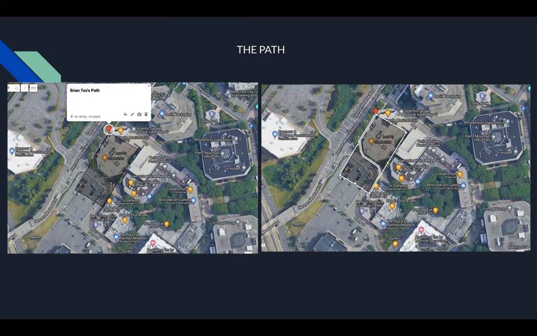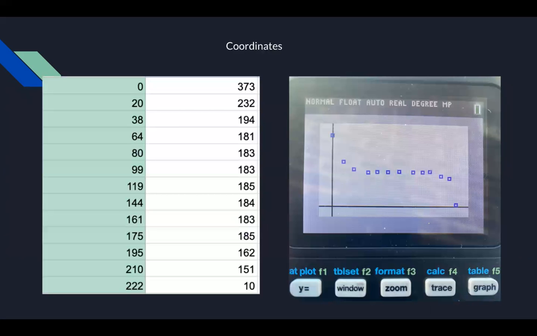The left vertical and bottom horizontal lines will serve as my y and x axes respectively. Their intersection will be my origin. So I added a marker and named the pathway and marker my name, Brian T's path. So these are the coordinates.